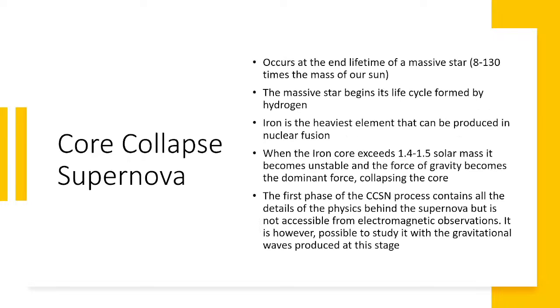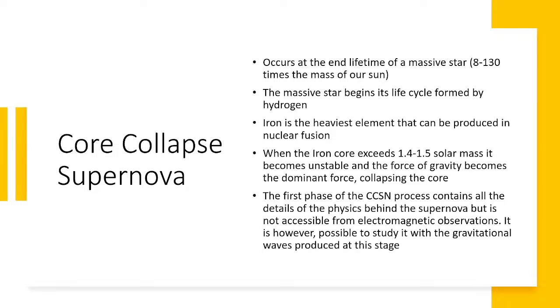So what is a core collapse supernova? A core collapse supernova occurs at the end of the lifetime of a massive star. These massive stars begin their life cycle formed by hydrogen and produce fuel through nuclear fusion. As they go through the periodic table and get to iron, the heaviest element that can be produced in this nuclear fusion, and the core exceeds about 1.4 to 1.5 solar masses of it, it becomes unstable. That means the force of gravity becomes the dominant force and collapses into the core, hence the core collapse supernova.